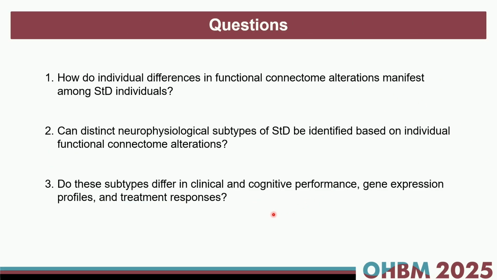So in this study, we aim to address these 3 key questions. First, how do individual differences in functional connectome alterations manifest among STD individuals? Then, can we identify different neurophysiological subtypes of STD based on individual functional connectome alterations, and whether these subtypes differ in clinical and cognitive performance, gene expression profiles, and treatment responses.